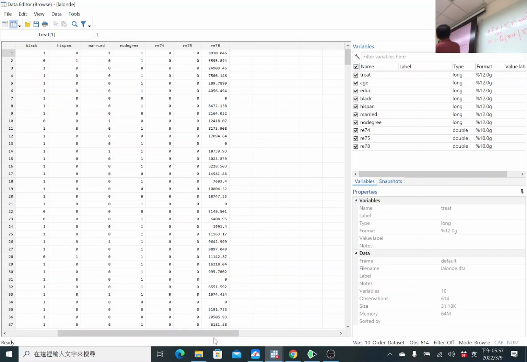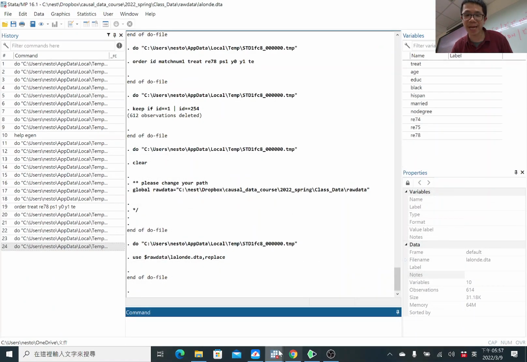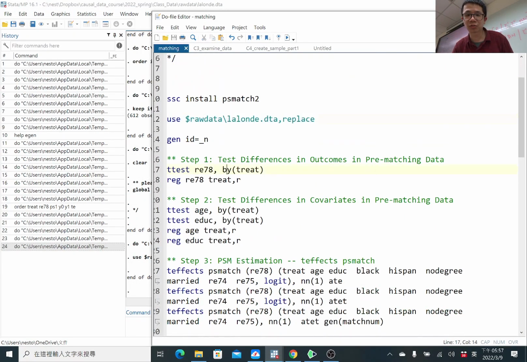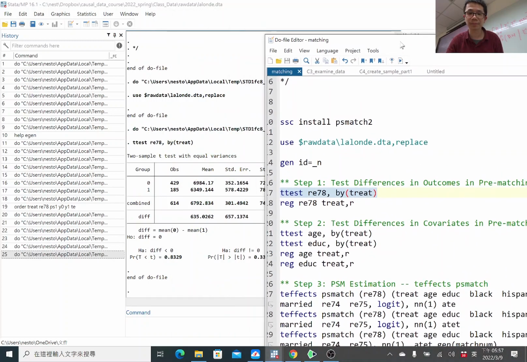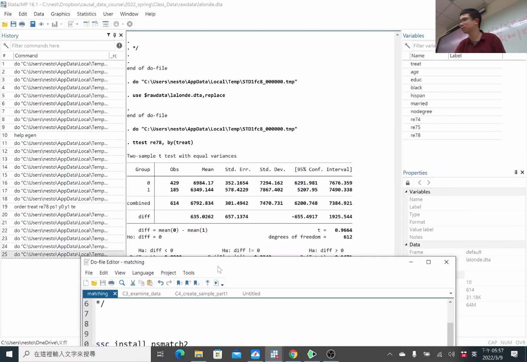I don't know why this is 0, but maybe they didn't get a job in these two years. But the outcome here is the 1978 earnings. So the first thing is to use the t-test to compare the treatment group and control group, their earnings, their outcomes, before we do matching. You can do that, and the result is what I just show here.